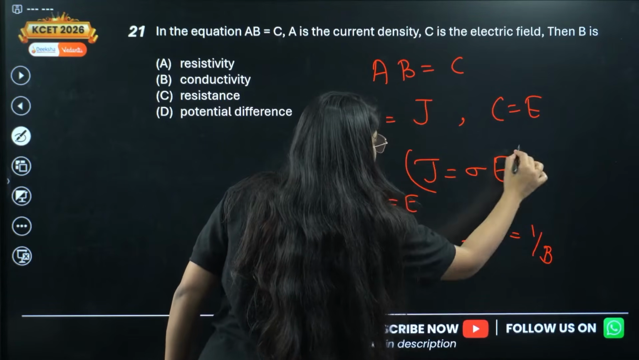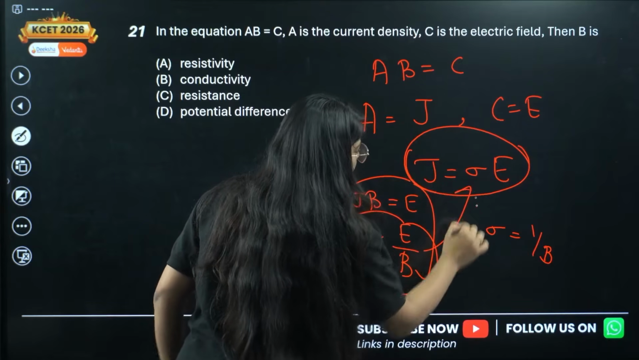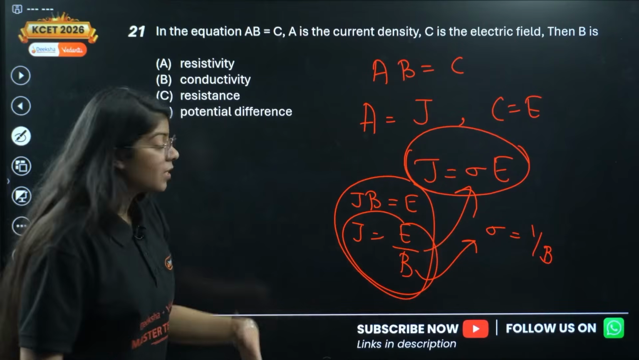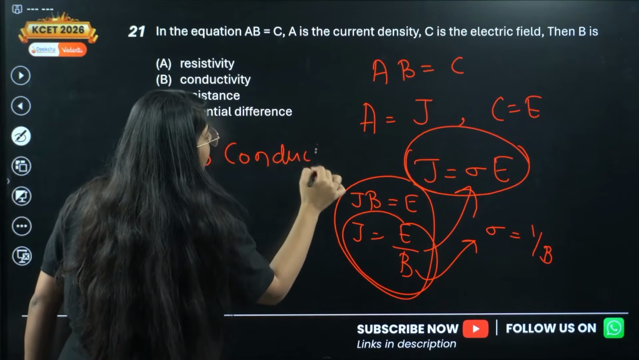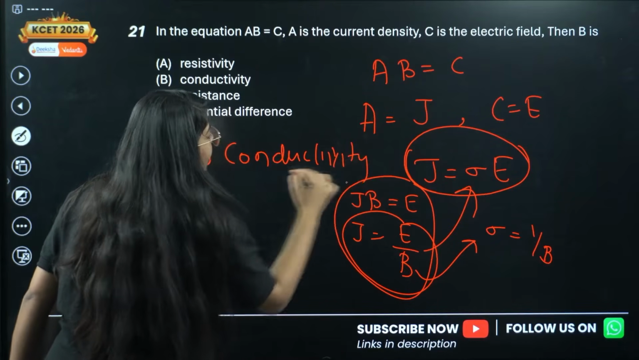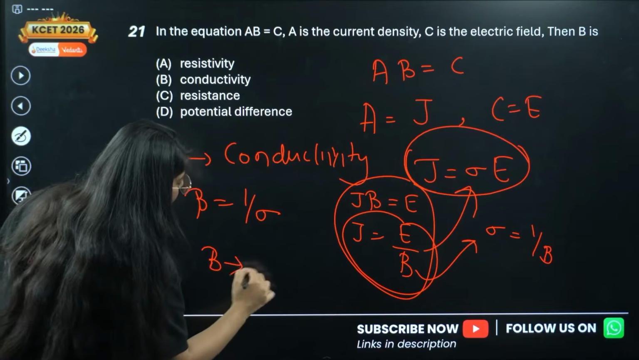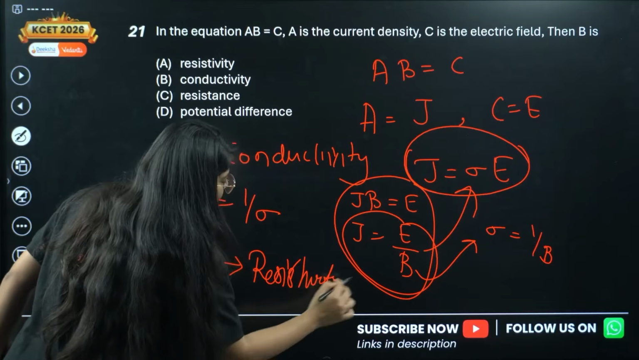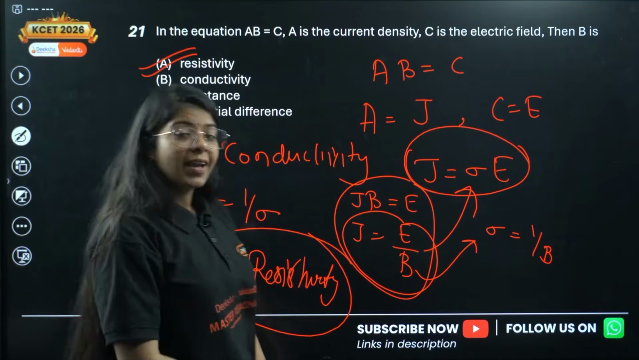If I compare these two equations, sigma will be 1 by B, and sigma is conductivity. So if B is 1 by sigma, B will be resistivity, correct. B will be resistivity, that is my option A.